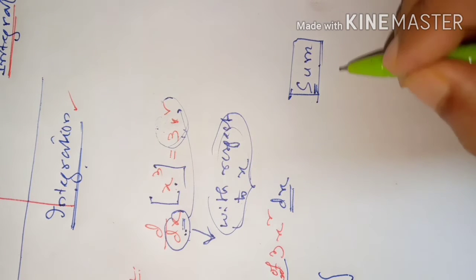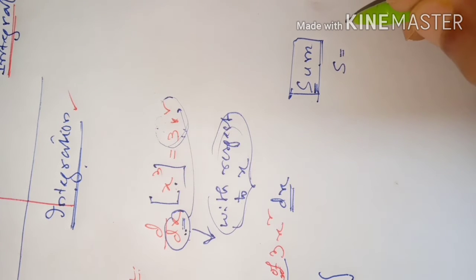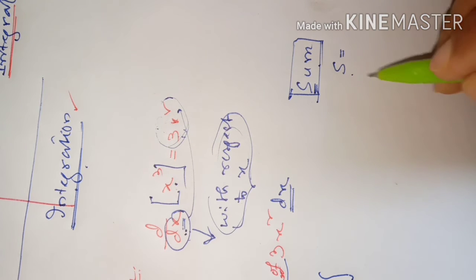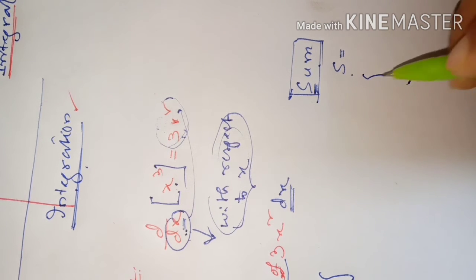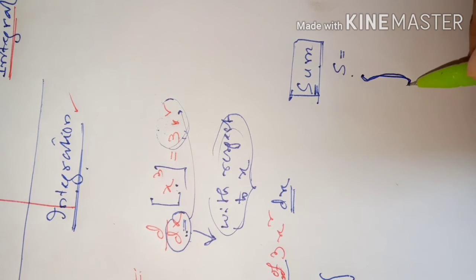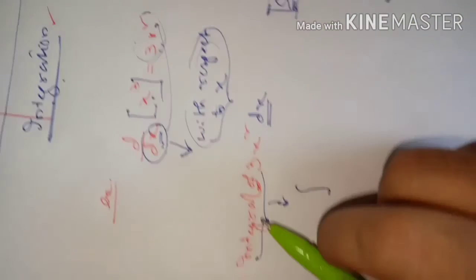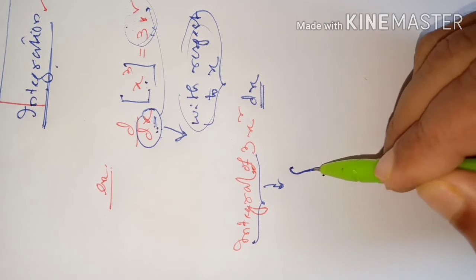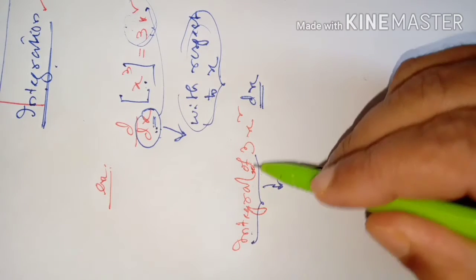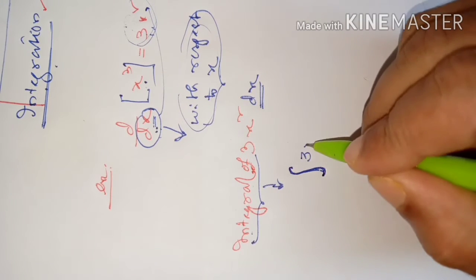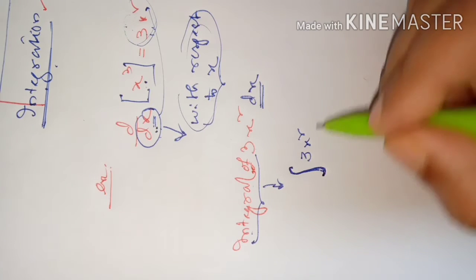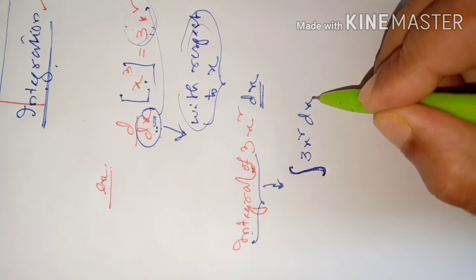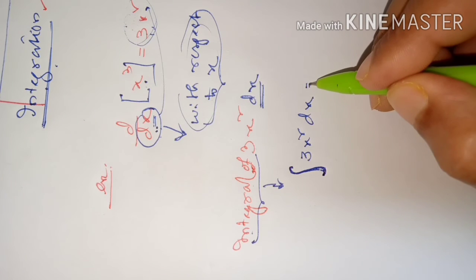Maximum times we are using S. Somewhere you have to write the sum of some numbers, so we are using it as S, elongated, meaning made a little long like this. Then that is the symbol we are using. Imagine it as an elongated S. Okay, for this integral, so the integral of 3x square with respect to dx is what?